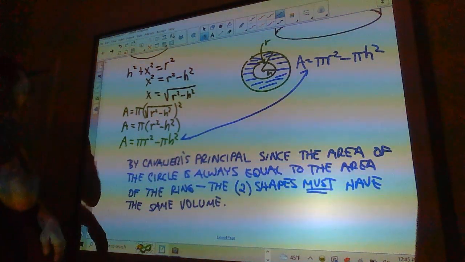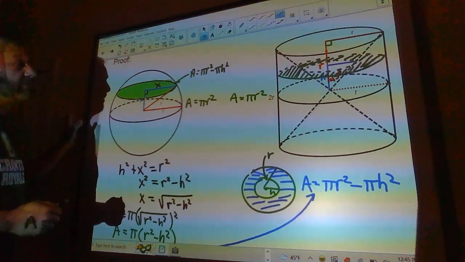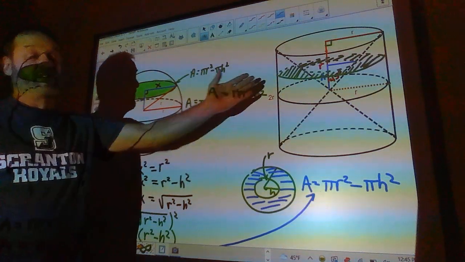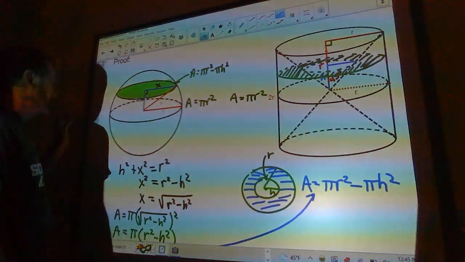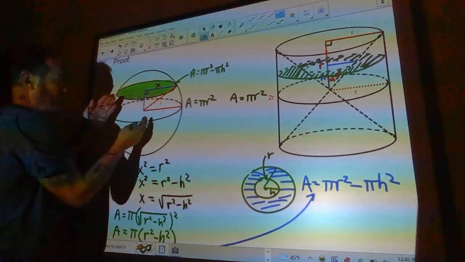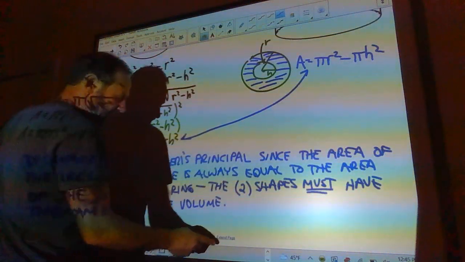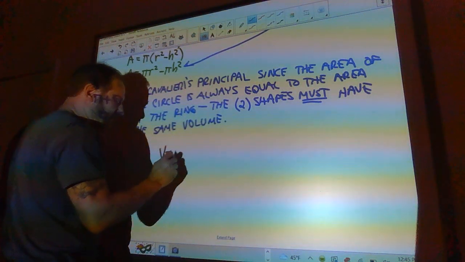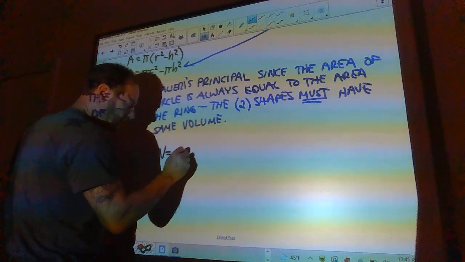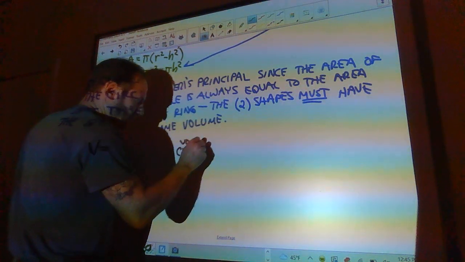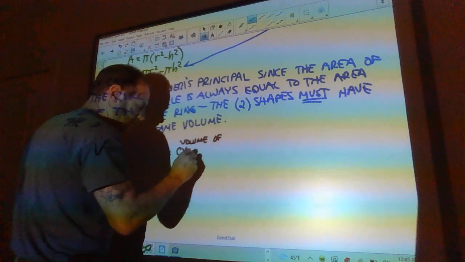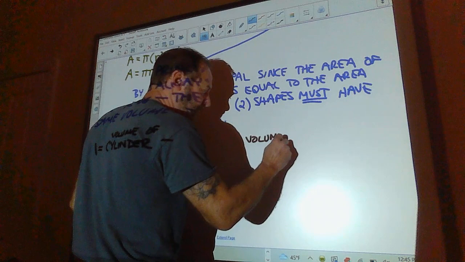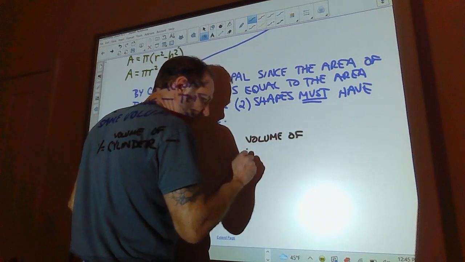Okay, now what does that help me with? Am I done with my proof? No, I'm not done with my proof. But here's the thing. This is very hard to find the volume of if you don't know the formula already. This is very easy to find the volume of. So I can find the volume of this, and that's going to equal this one, okay? So how do I find the volume of that? Well, we know that that's going to be the volume of the cylinder minus the volume of the two cones.